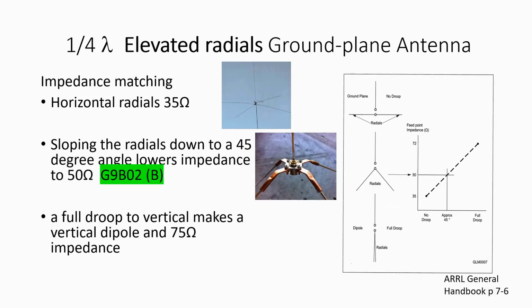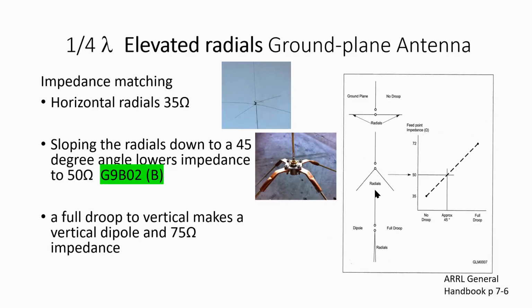You can also elevate the radials. In other words, put the entire antenna up in the air and put those quarter wavelength radials under it. If you have them in a horizontal fashion, you'll get an impedance that's a little bit lower than if you have them sloped. And here is an answer to another question. 45-degree angle gets you a 50 ohm impedance, which coincidentally matches your coax.